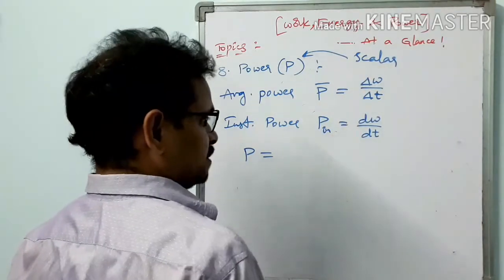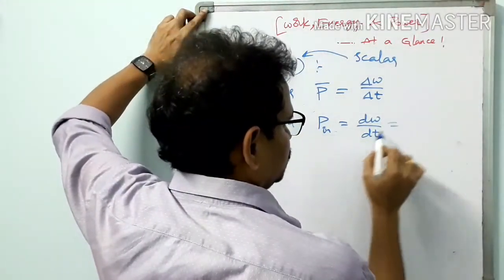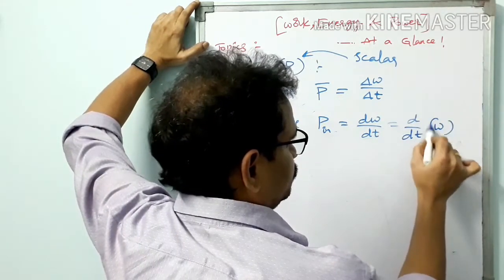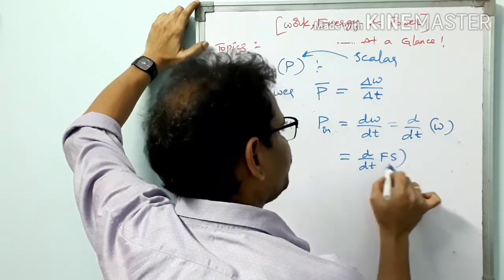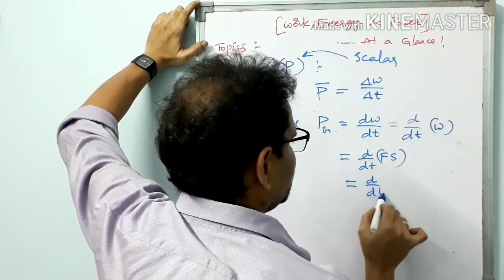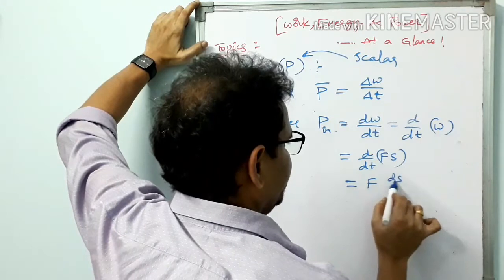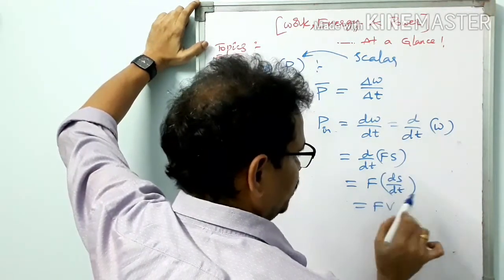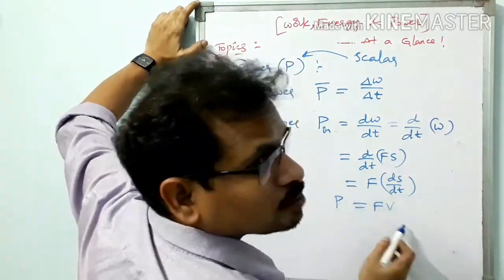So power can be expressed in terms of two vector quantities. Let us see what they are. Can I write dW by dt, the derivative of W, where W equals F into S, force into displacement? So this equals d by dt of F into ds by dt. So this equals F into what is ds by dt? V. So the magnitude of power equals the magnitude of force into the magnitude of velocity.